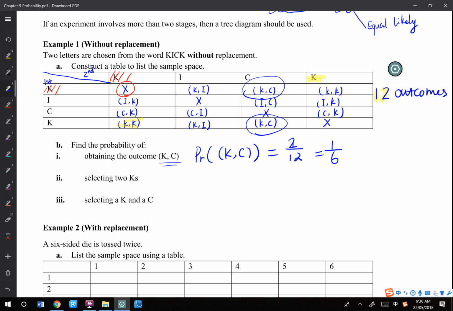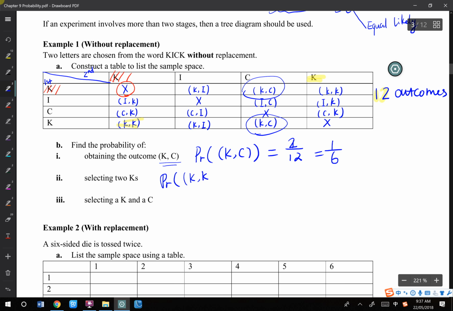The probability of selecting 2 Ks, I can write KK. Even though it says with order, which K I get, I don't really care. I can just write the probability of KK. That's 2 on 12 as well. That's 1 on 6.